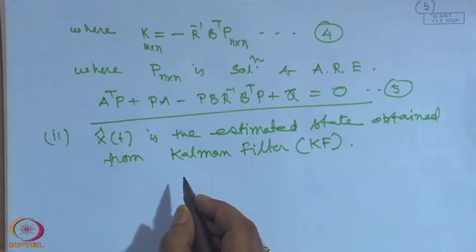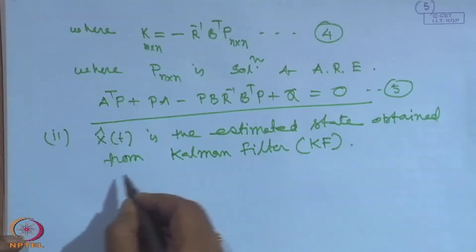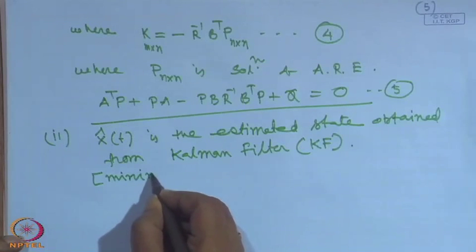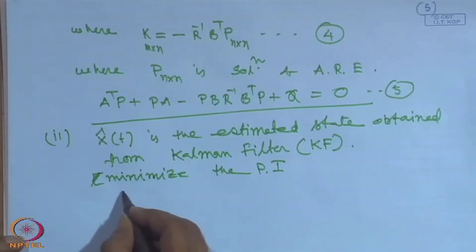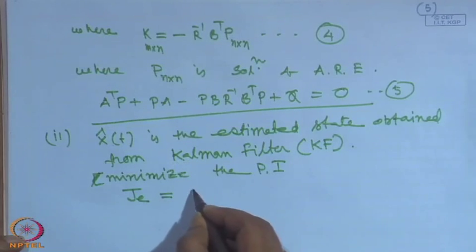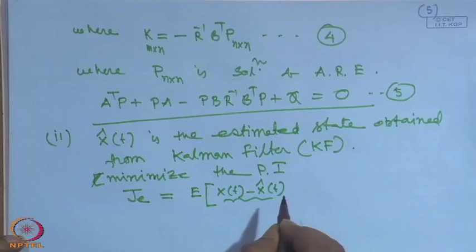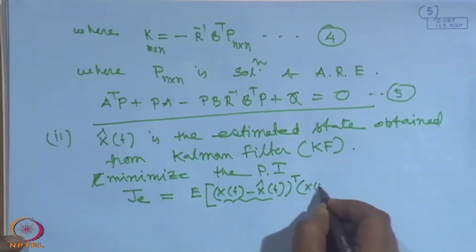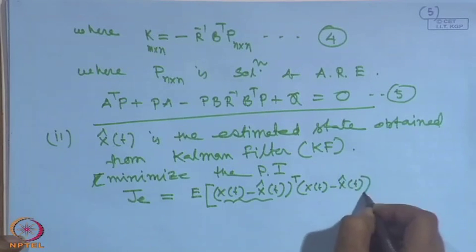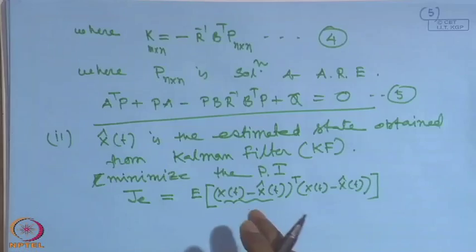Ultimately, in the Kalman filter, they are minimizing a performance index, and that performance index is the trace of the error covariance matrix. So, minimize the performance index. What is the performance index considered for the estimator? J e is equal to the expected value of x of t minus x hat of t, transposed, times x of t minus x hat of t. This is nothing but the error between the actual state and the estimated state, so that will be a scalar quantity. That means we are doing the sum of the error square over a period of time, agree? And then we are taking the expected value of that.